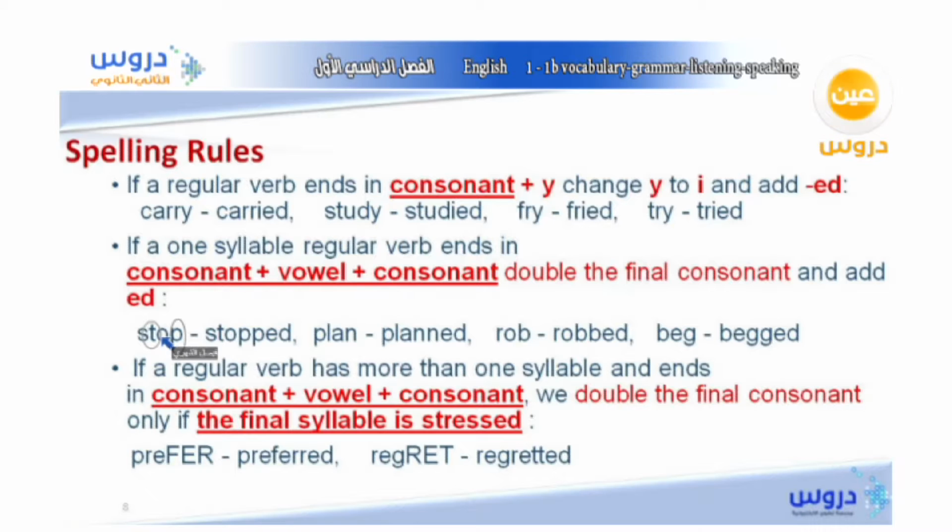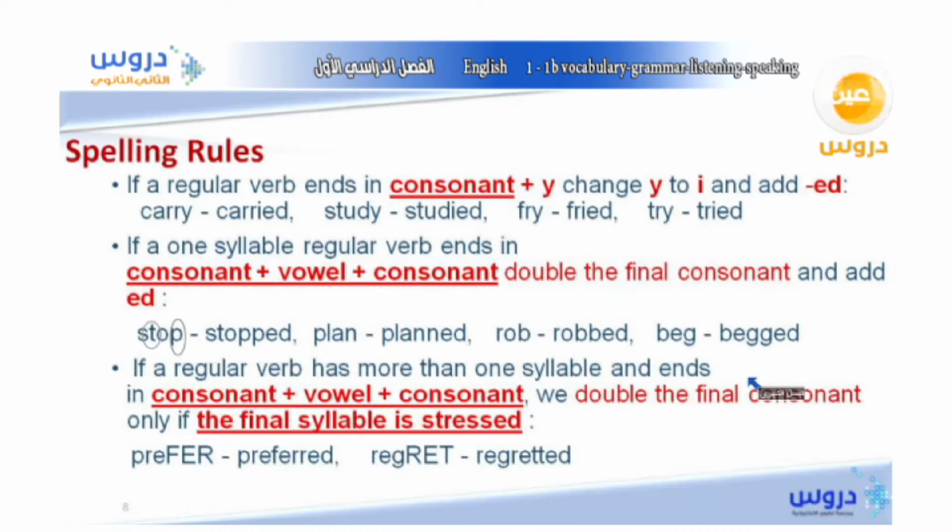If a regular verb has more than one syllable, which means more than one sound, and ends with consonant plus vowel plus consonant, we double the final consonant only if the final syllable is stressed. For example, prefer, regret. In these verbs we should double the final consonant plus -ed. Alright? Is it clear for you?